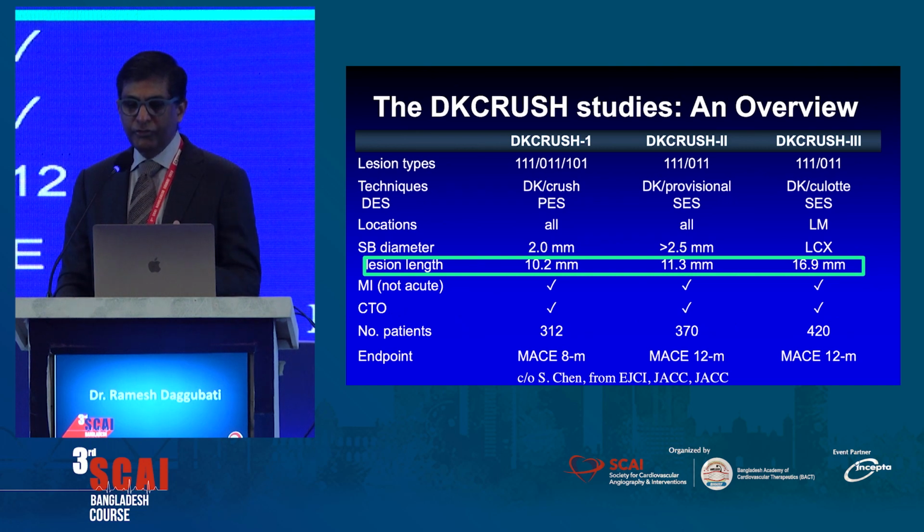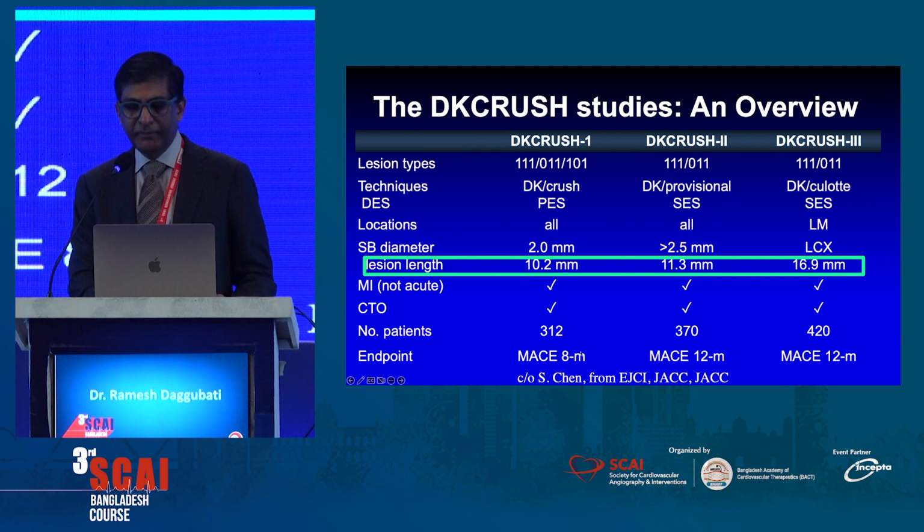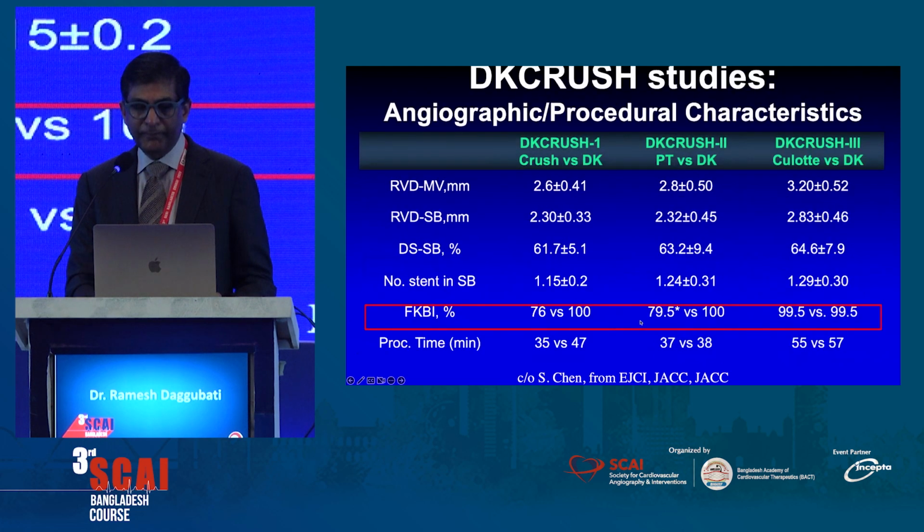In DK crush 2, it looked at DK versus provisional. And 3 looked at DK versus culotte, because culotte is used a lot of times in the European studies, so they wanted to look at DK versus culotte. Then the major adverse cardiac events were assessed at 8 months to 12 months, and obviously some of them included even acute MIs, non-STEMIs and chronic total occlusions as well.